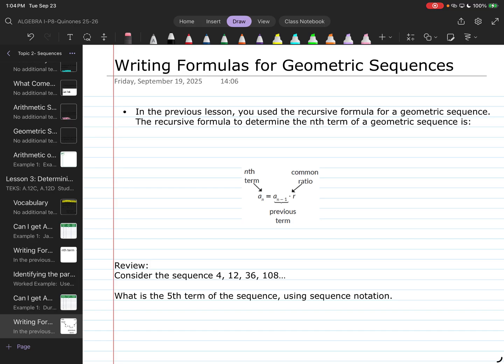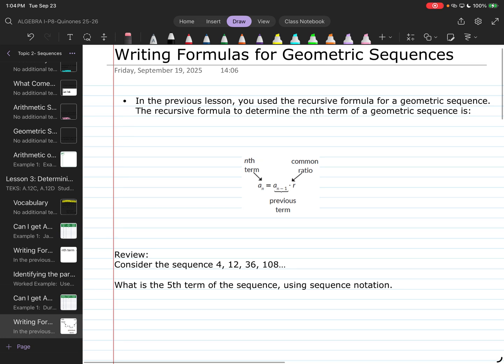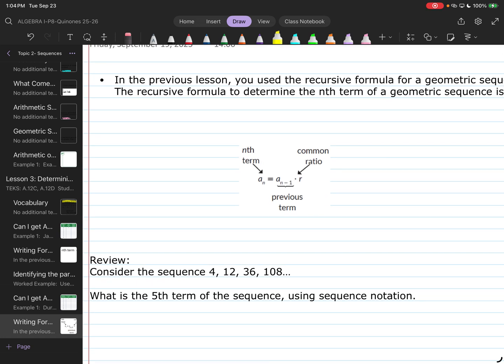Okay. So what we talked about in our previous lesson, we use a recursive formula for a geometric sequence, and I just want to remind you what that looks like. The nth term is the term we are trying to find, whether it's the 5th term, the 6th term, the 7th term, that is the term. That would be denoted by a sub whatever the term is. So n represents the term that we want, right? A sub n minus 1 represents the previous term, the term before it.